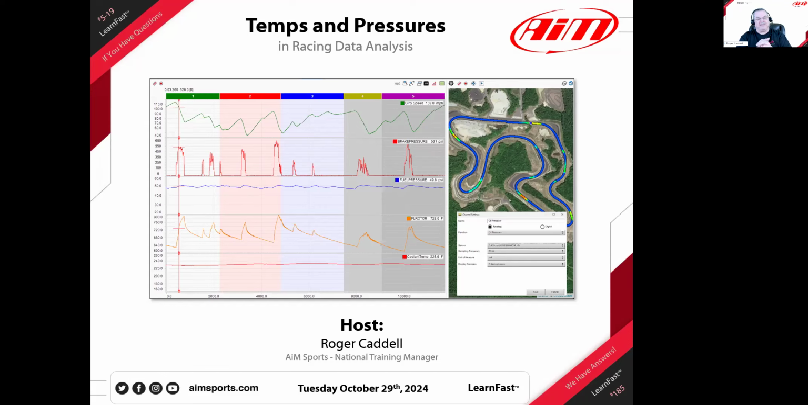This is the third of a kind of a mini series that we've done on some fundamentals of data analysis. And if you haven't seen the other two, they were very well received. Number one was GPS versus wheel speeds. We'll link it into the chat box. The other one was accelerometers, where we just talk about the sensors themselves with examples of what those sensors can do for you. Today is temps and pressures, and we're going to do the same thing here today.